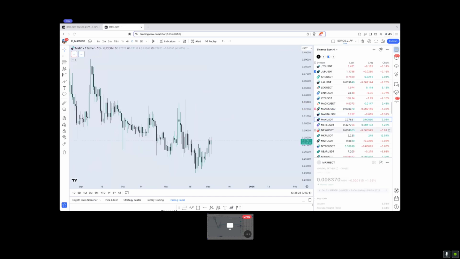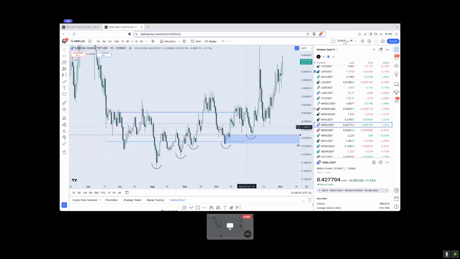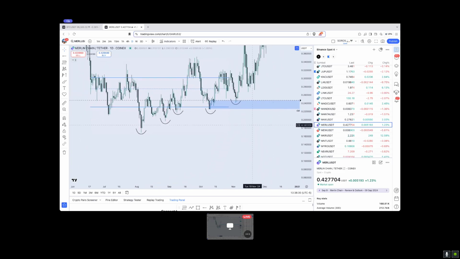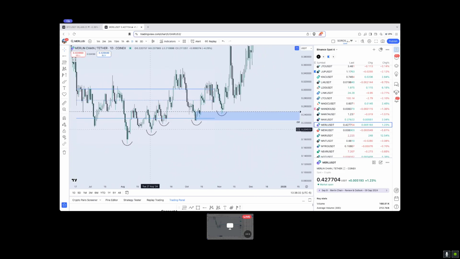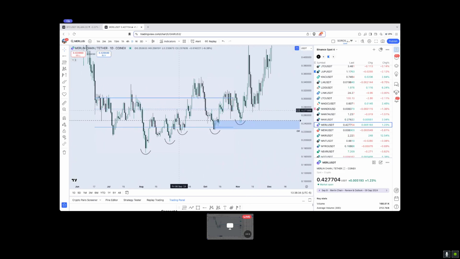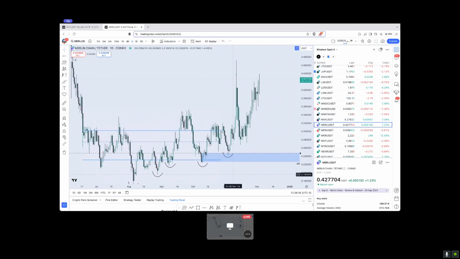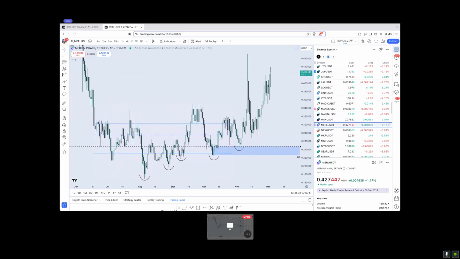Okay, Maneki. Yeah, we were talking about this one like 2 months ago, how it's defending. Every pullback is being bought up. Slow mover though.